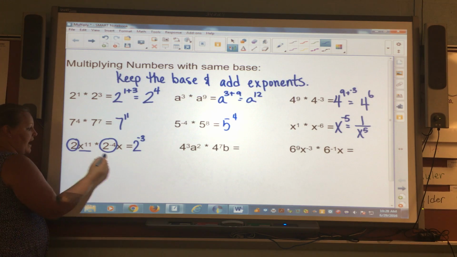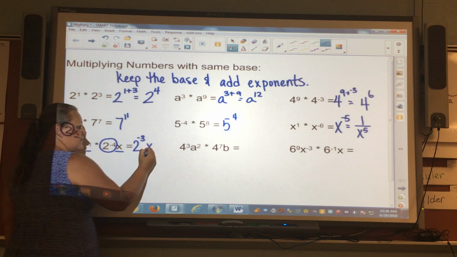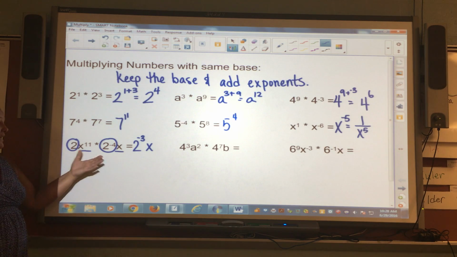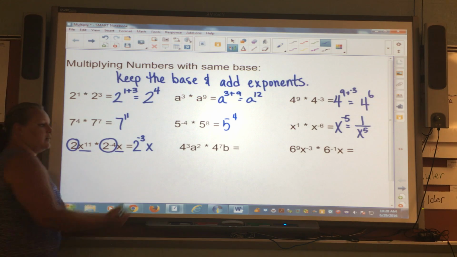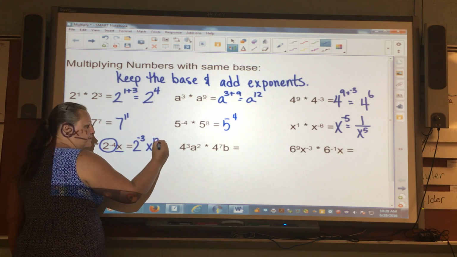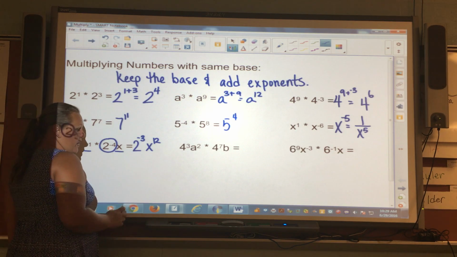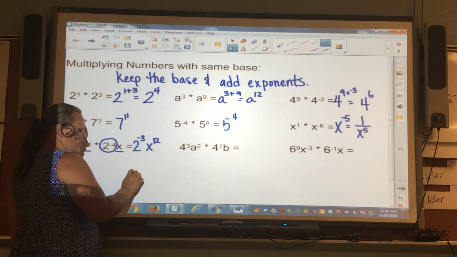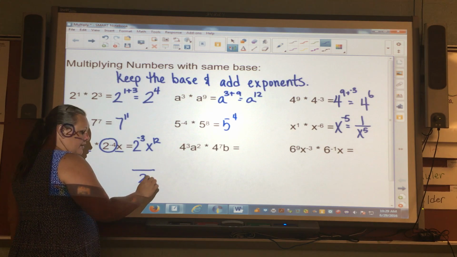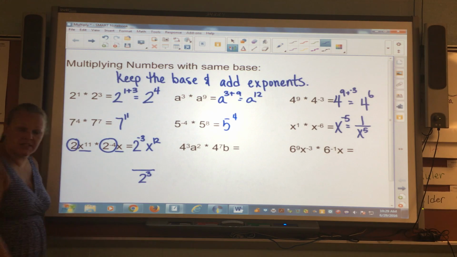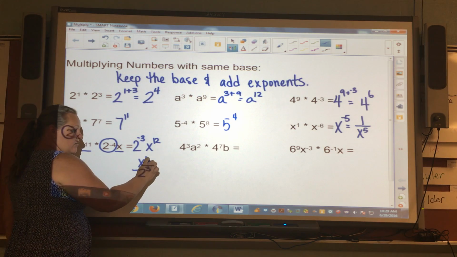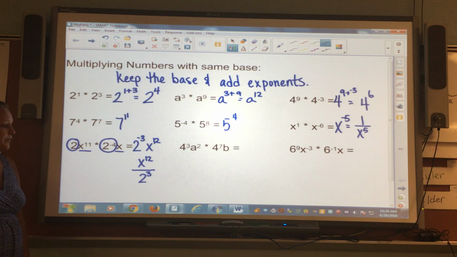The next thing I have are x's. So I'm going to keep the base x and add. 11 plus 1 is 12. And then we need to remember, this negative exponent needs to go to the bottom of the fraction so the exponent can become positive, and the positive exponent will stay where it is.